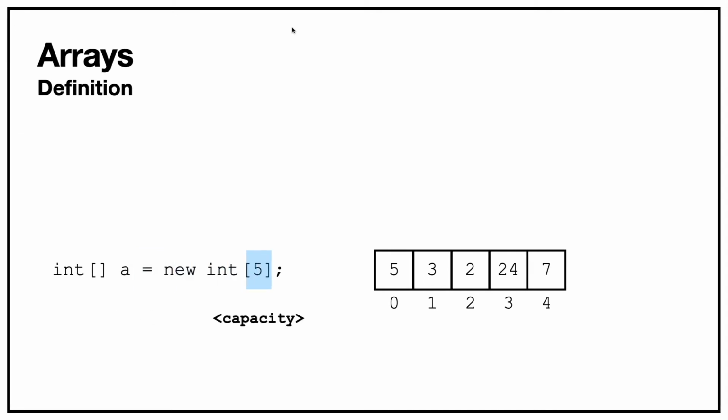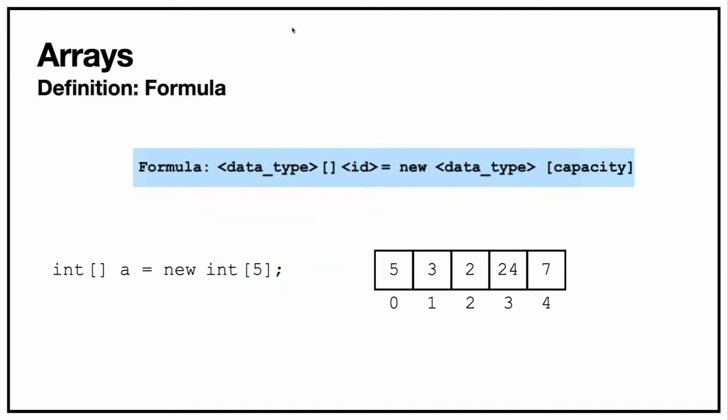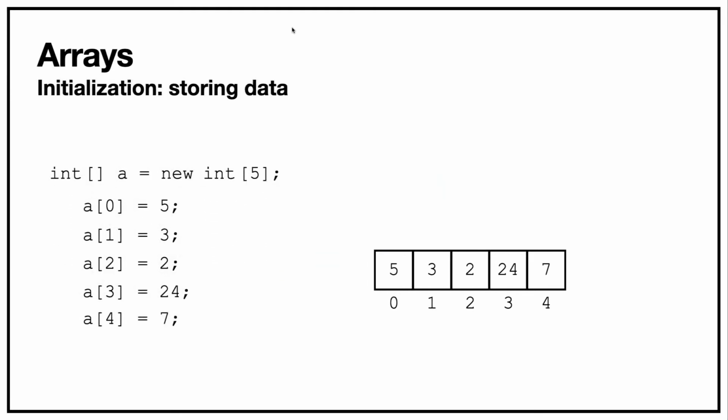And the value inside of those square brackets after the equal sign is the capacity. Here is when you specify to Java that you need to have a box, a storage, an array holding 5 values. So this is the general formula to create any type of array with any data type. How are we going to store information?